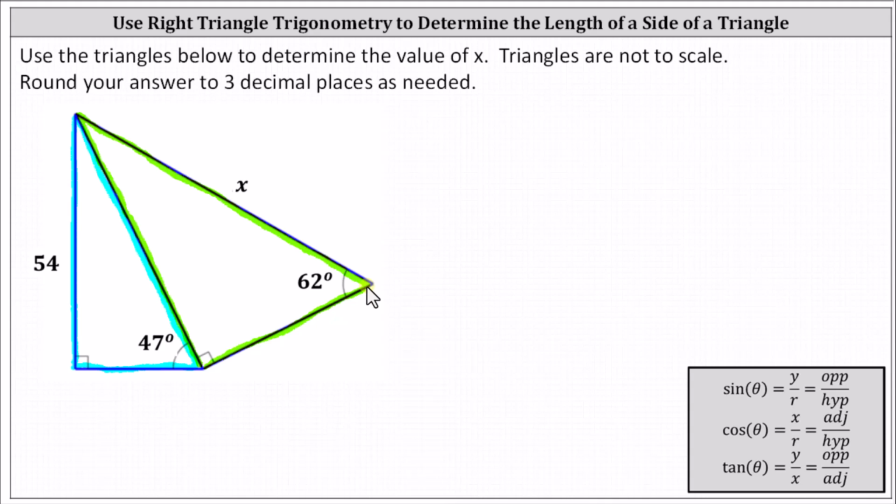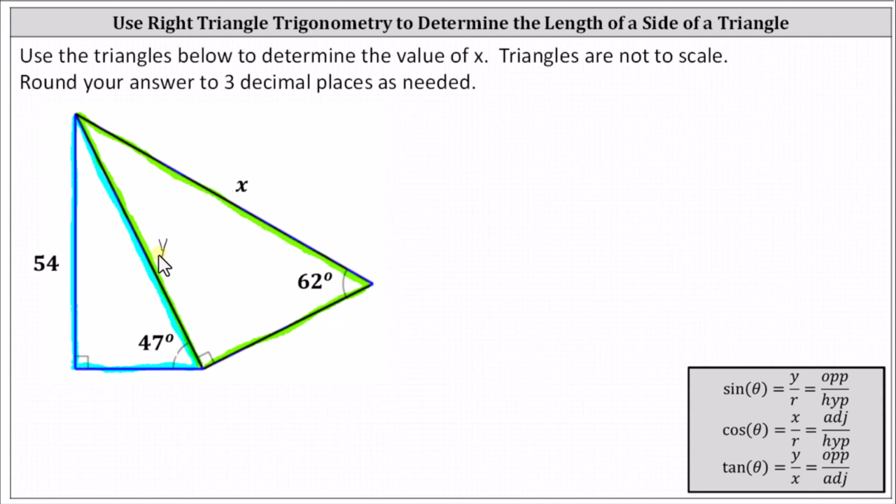The key to determining the value of x is to first determine the length of the shared side of the two right triangles, which is this side here. Let's go ahead and label this y. And now let's focus on the right triangle on the left. In relation to 47 degrees, notice the side with length 54 is the opposite side, and y is the hypotenuse, which indicates we can solve for y using the sine function.